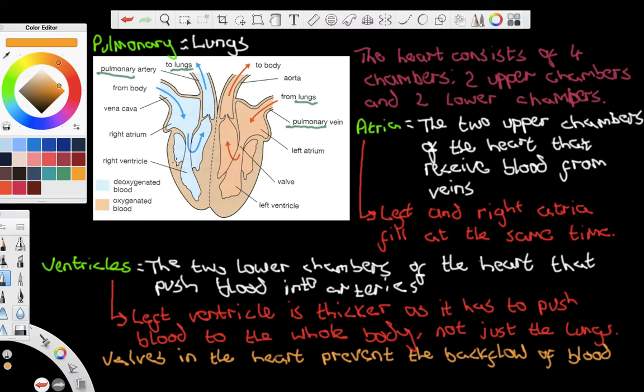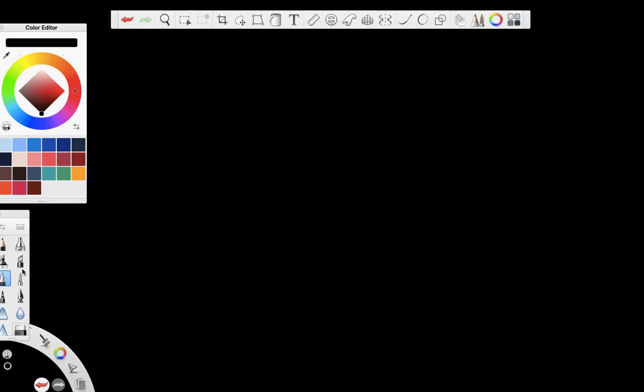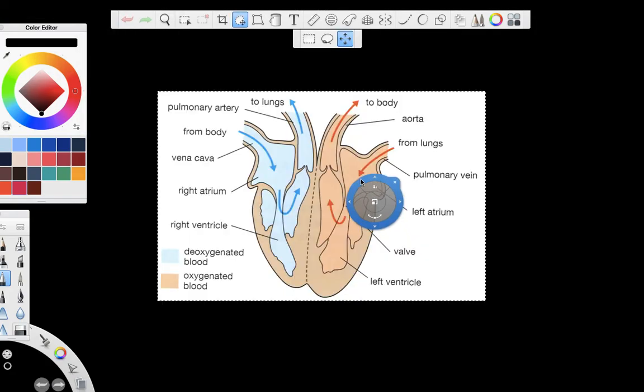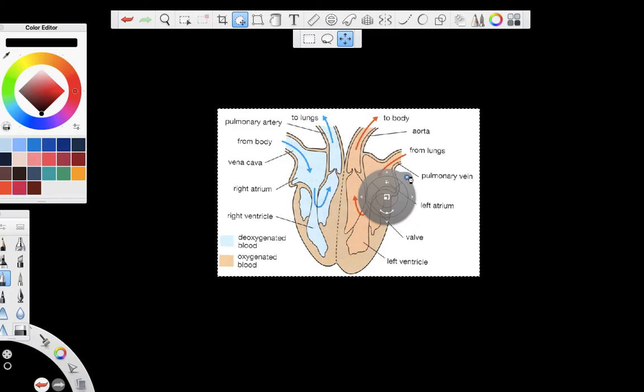So, let's refresh our screen because I have run out of space. I am going to bring that diagram back up because we need to talk about the vessels of the heart, and then we can move on. This time I'm going to put it in the middle, and leave it a bit bigger, okay? So, we need to talk about the main blood vessels of the heart, okay?